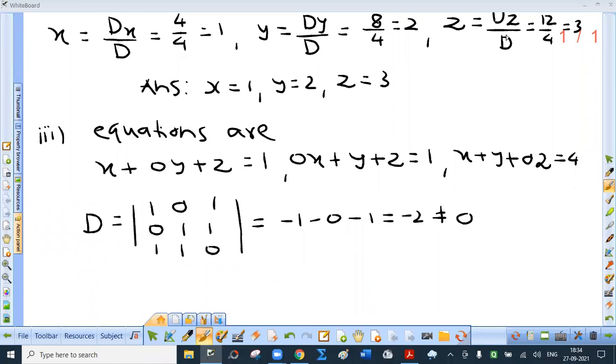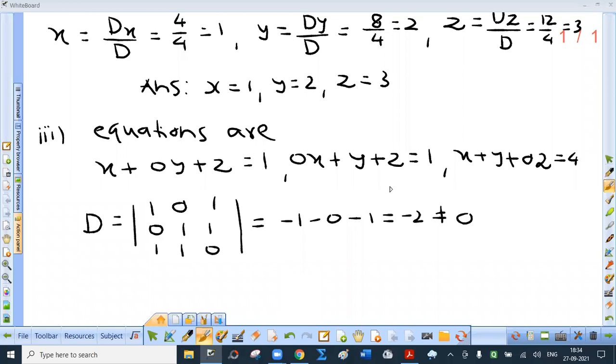Now the third one, you have to be very careful. Given equations are x plus z equal to 1, but you have to write this as x plus 0y plus z equal to 1. Second equation, y plus z equal to 1, but you have to write this as 0x plus y plus z equal to 1. Third equation, x plus y equal to 4, but you have to write this as x plus y plus 0z equal to 4. Okay, you have to be very careful. So this is D.